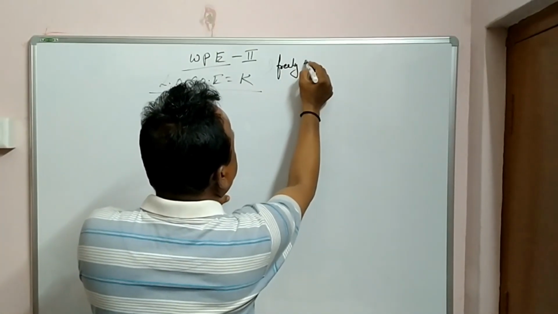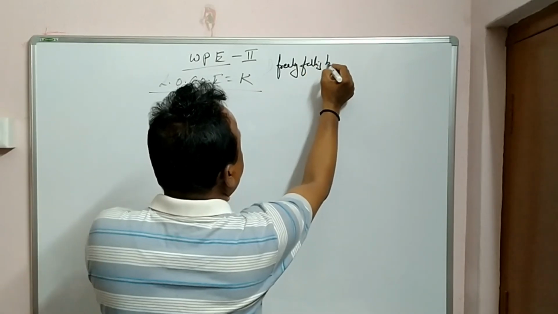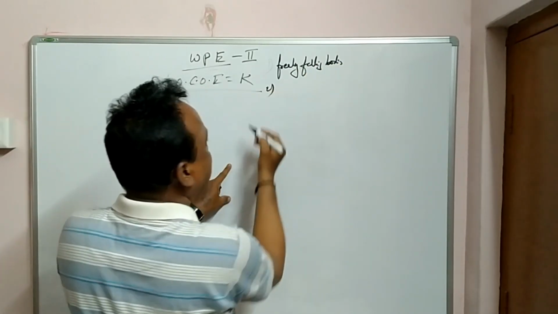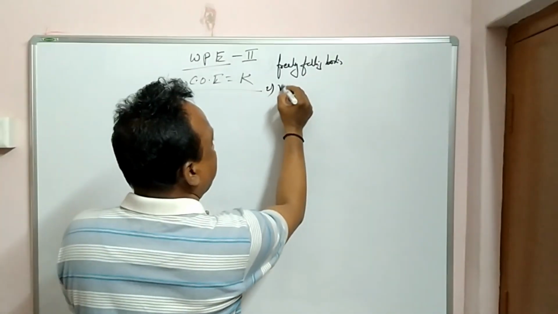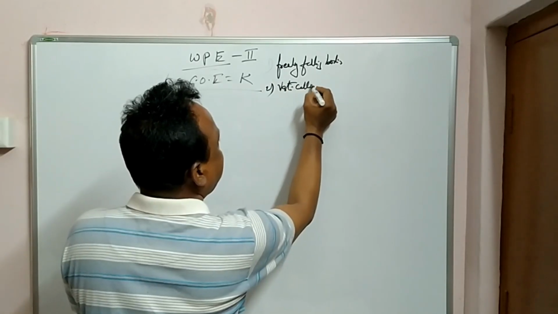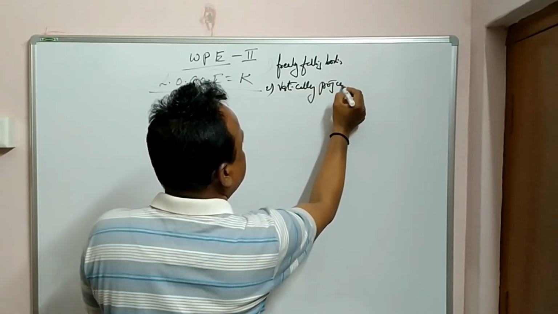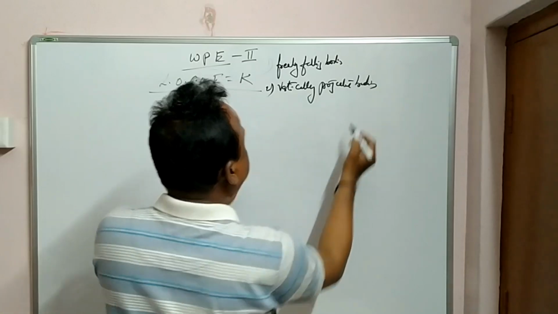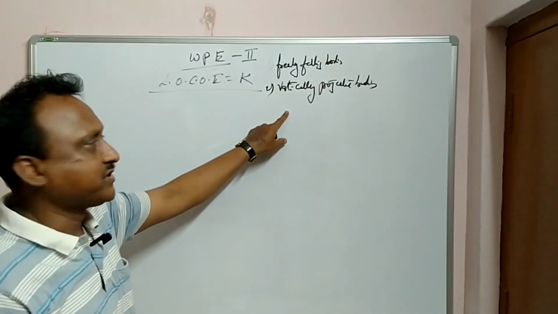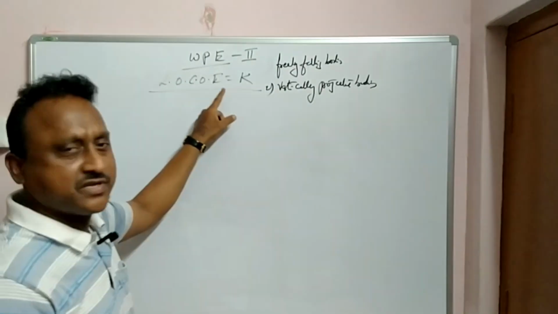చూడండి, freely falling bodies, and second one is vertically projected bodies అండి. మీకు అర్థమవుతుందా? Vertically projected bodies. ఈ రెండు సందర్భాల్లో మనం ఏం చేయబోతున్నాం? We are proving law of conservation of energy.